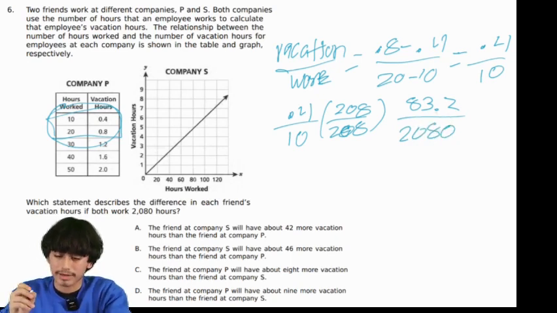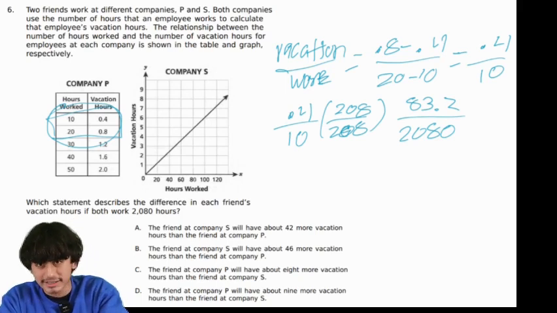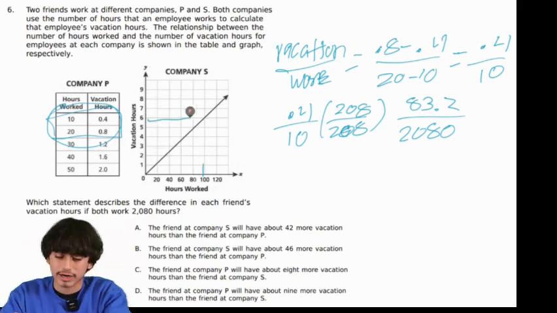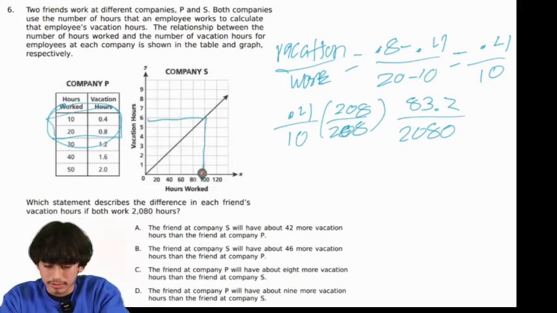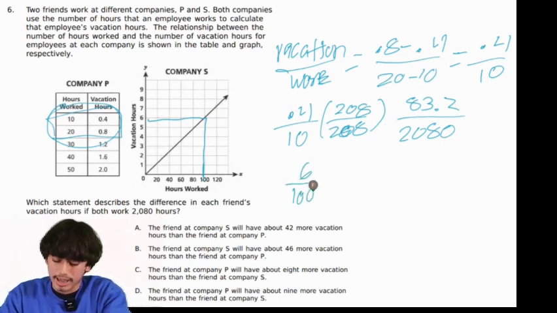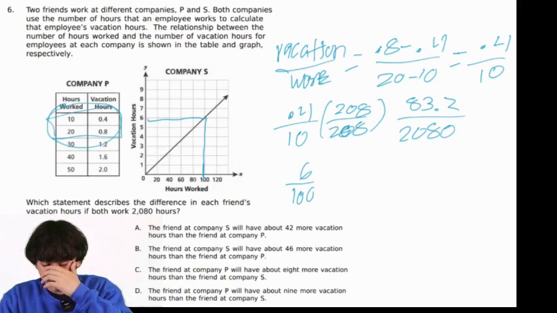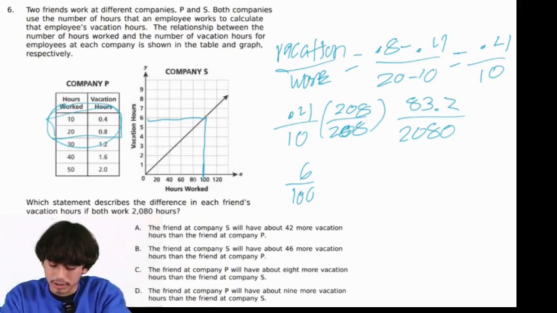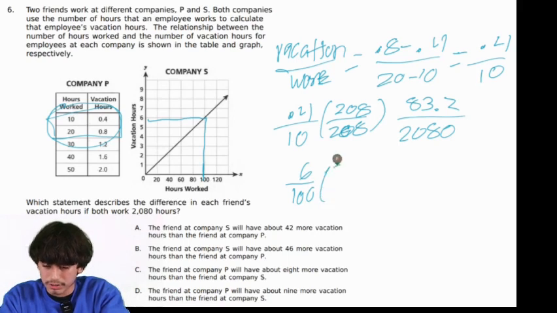And for company S, we're going to do 100 work hours over 6 vacation hours, which is going to be 6 over 100. And to find the common denominator again for company S, we're going to do 6 over 100 times 20.8.